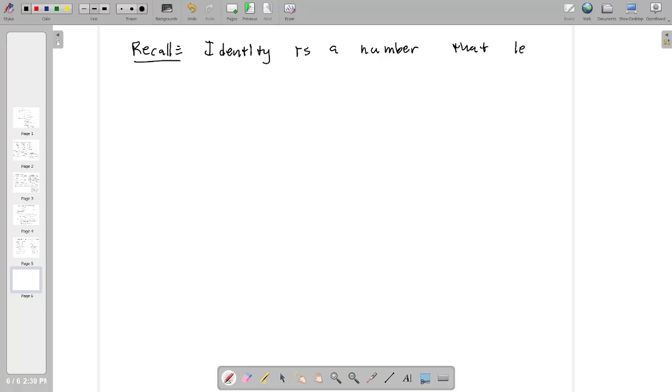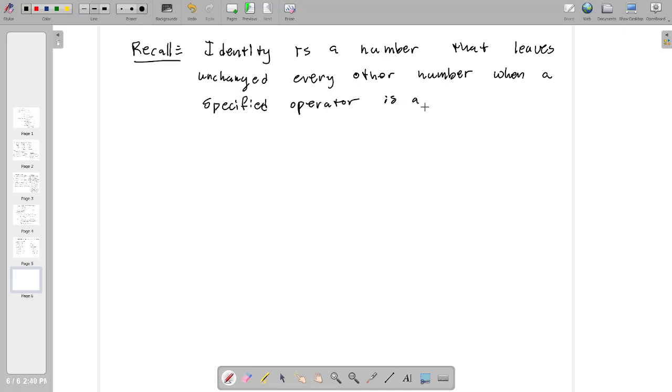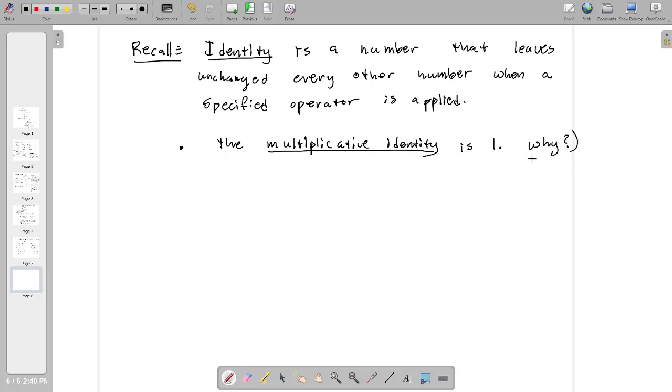An identity is a number that leaves unchanged every other number when a specified operator is applied. Now we're going to talk about the multiplicative identity. And if you haven't figured it out yet, the multiplicative identity is 1. Why? Why is the multiplicative identity 1? Well, 1 multiplied by any number leaves that number unchanged, thus fitting the definition of identity. So the 1 is the multiplicative identity.